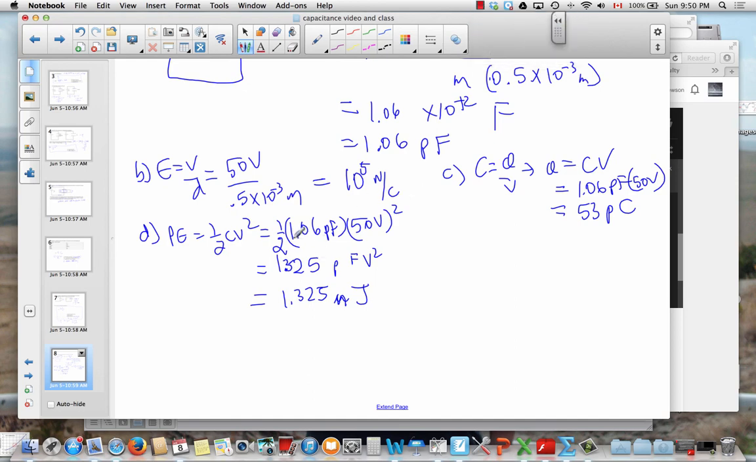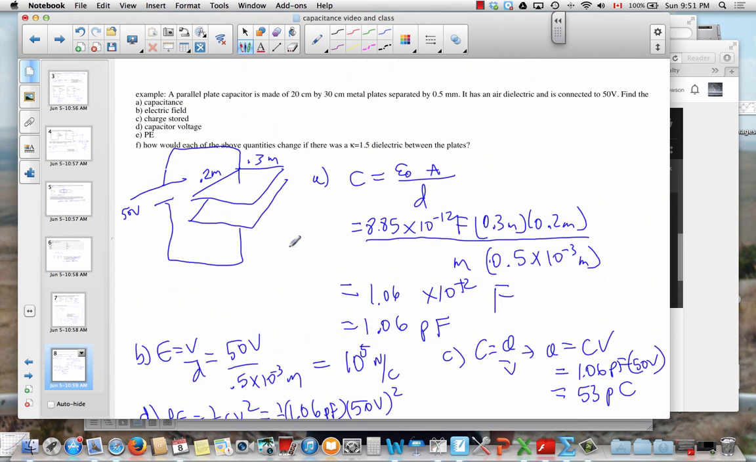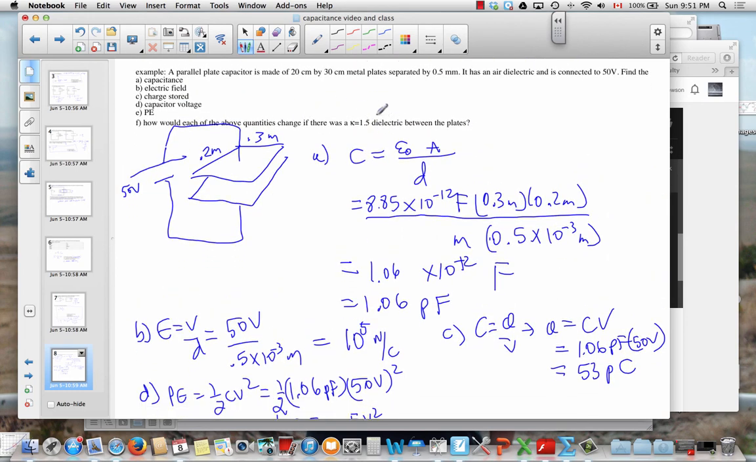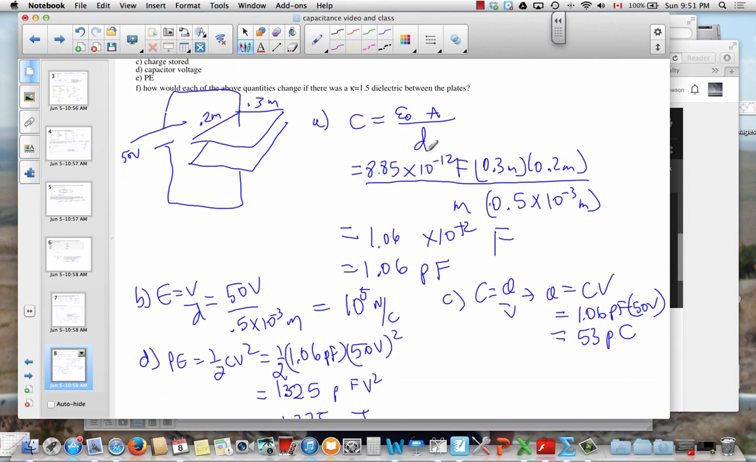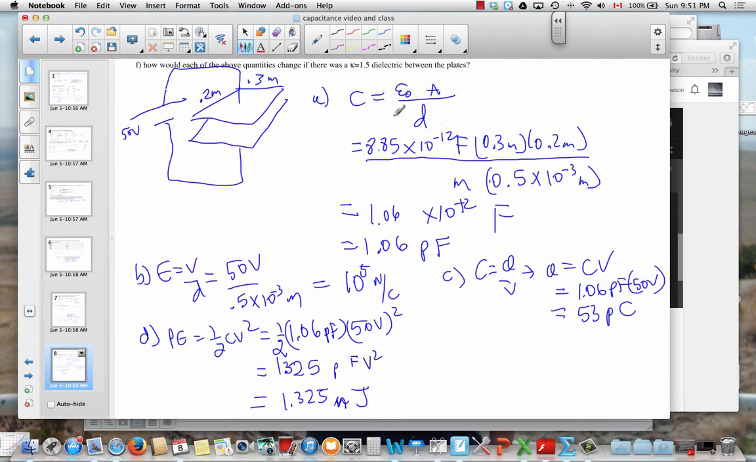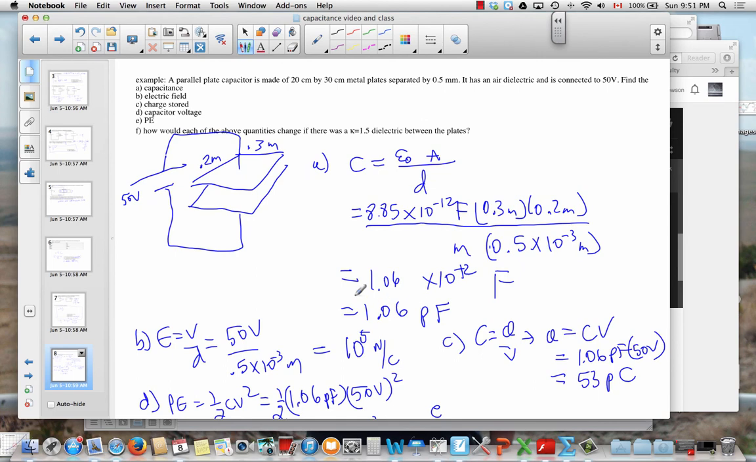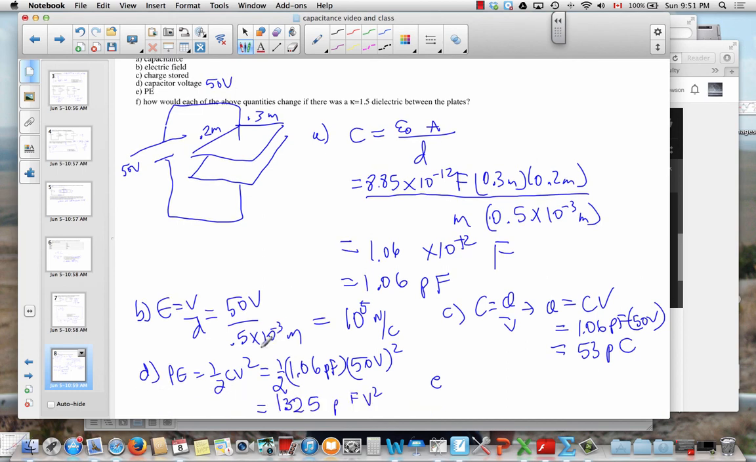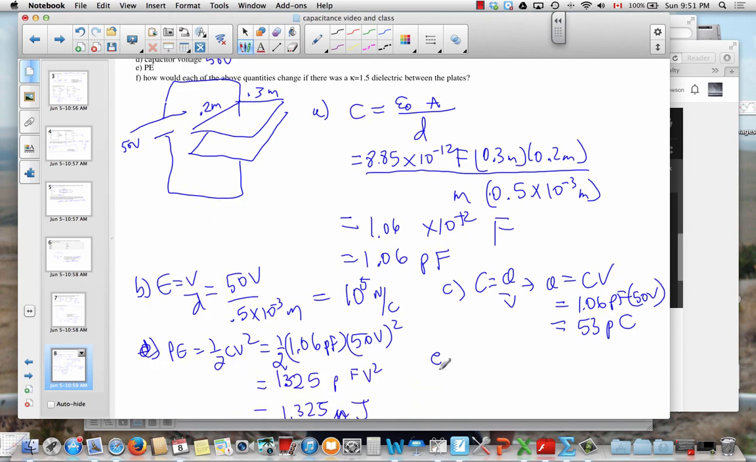Okay, so what are we asked for here next? How would each of these quantities change if we stuck a dielectric in the plates? So the dielectric will increase the capacitance by a factor of, let's see, capacitor voltage. Oh, sorry, I missed that. That's 50 volts. The capacitor charges up to 50. And then this is E, and now F says, what happens if we put the dielectric in there? Well, the capacitance will be greater by a factor of 1.5. So it's 1.5 times the 1.06 picofarads.